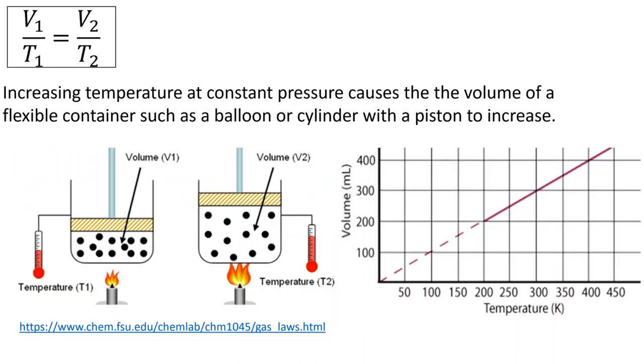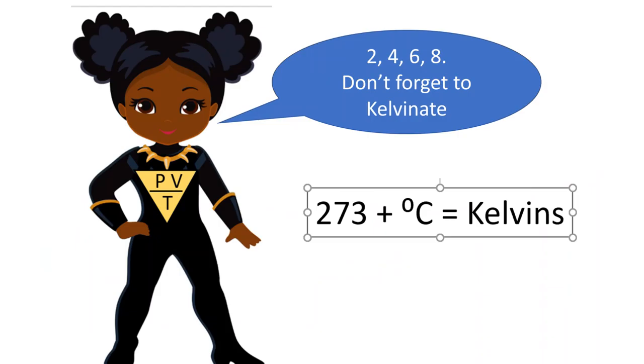We're on to the second type of problem. V1 over T1 equals V2 over T2. So increasing temperature at a constant pressure causes the volume in a flexible container, such as a balloon or a cylinder with a piston, to increase, and we have a nice direct relationship. Now, we've got temperature in there, so 2, 4, 6, 8, don't forget to kelvinate. There's your equation.